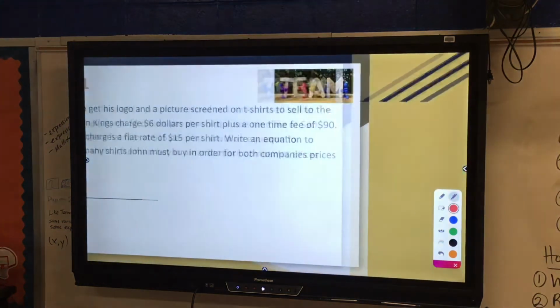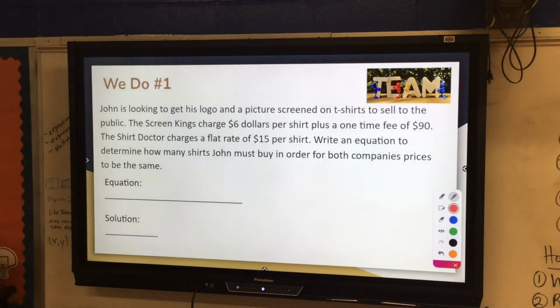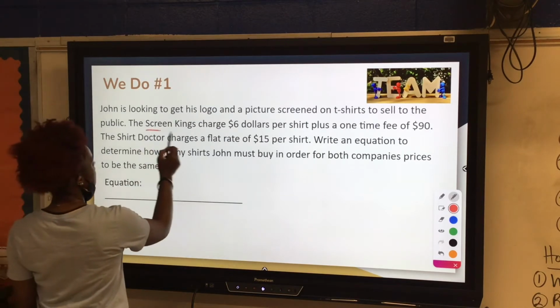So let's get an example. We do number 1. John is looking to get his logo and a picture screened on t-shirts to sell to the public. Screen Kings charge $6 per shirt plus a one-time fee of $90. The shirt doctor charges a flat rate of $15 per shirt. Write an equation to determine how many shirts John must buy in order for both company prices to be the same.